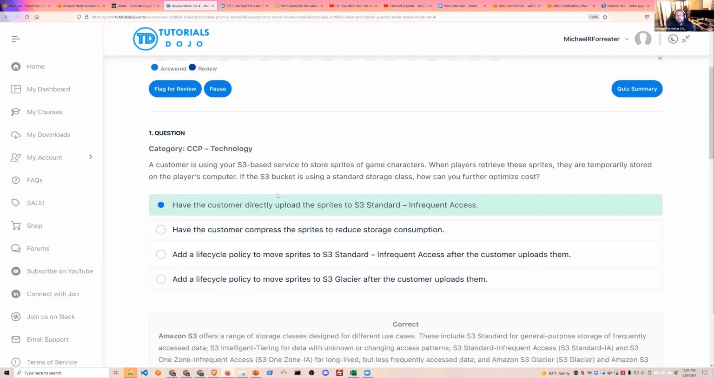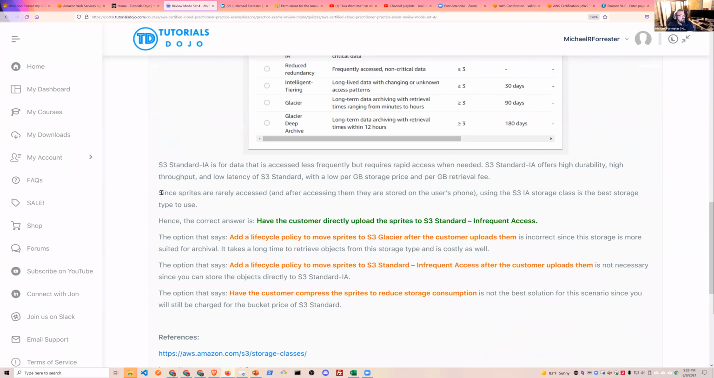Although I gotta tell you, I've compressed files before and saved tens of thousands of dollars per month, particularly for CloudFront charges, not necessarily for S3, but this is about S3. So in this case, since sprites are rarely accessed, that was the key word there. We knew infrequent access was the deal, right? And we had a copy on the user's phone, so it's not like they didn't have a local copy they could access. So they would really only come back to grab the sprite in the event that they somehow lost the copy of the sprite on their phone, which seems unlikely. So it seems like infrequent access is the best storage type to use, right?